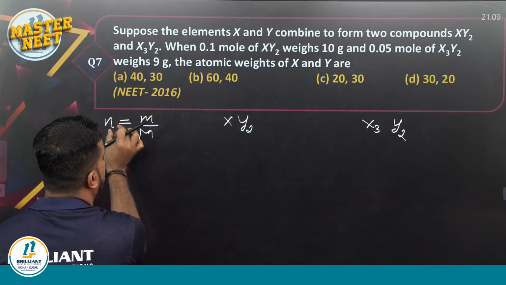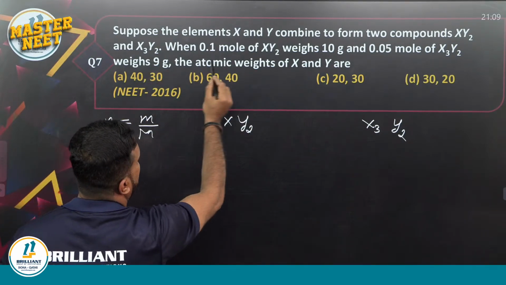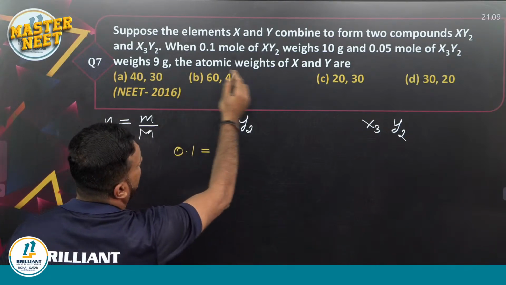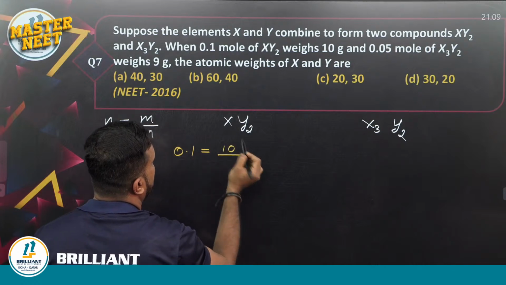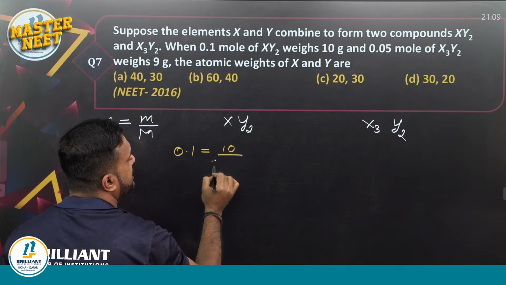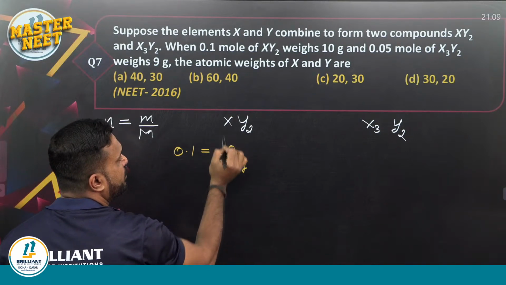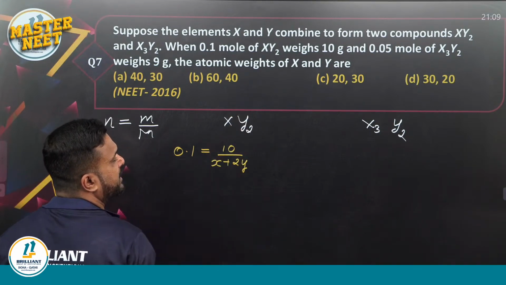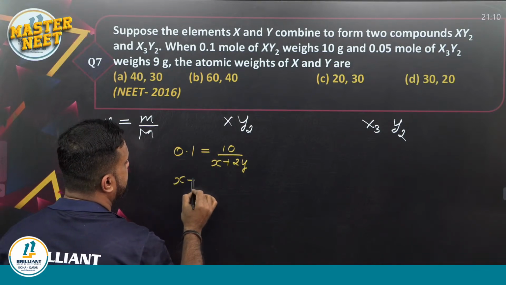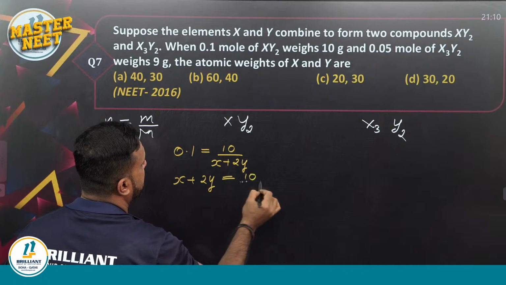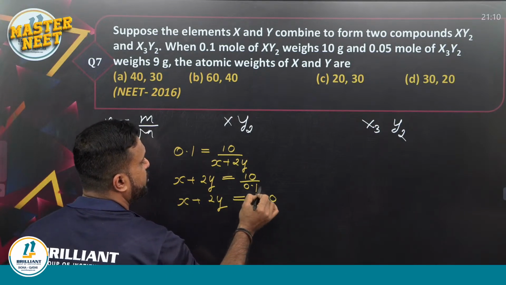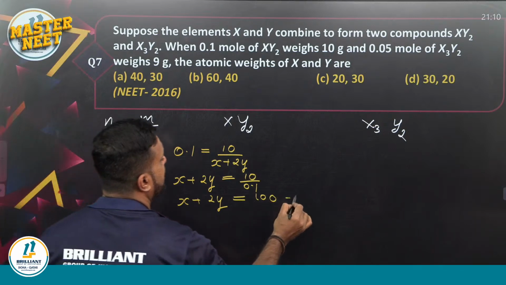For XY2, number of mole as given is 0.1. So I'll substitute into this equation: 0.1 is equal to mass, which is given as 10 gram, divided by the molar mass of this compound. We don't know the mass, so I'll write it as X plus 2Y, meaning mass of X plus 2 into mass of Y. When you write the equation, X plus 2Y is equal to 10 by 0.1. That means X plus 2Y is equal to 100, since 10 power minus 1 goes to the numerator. This one I will take as equation number 1.